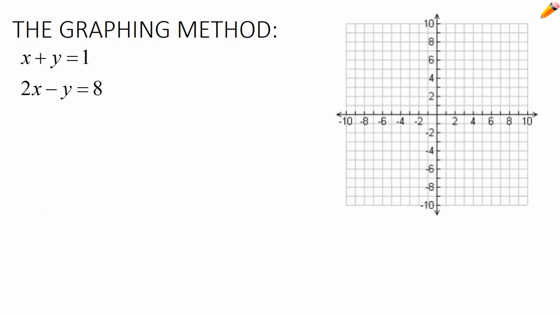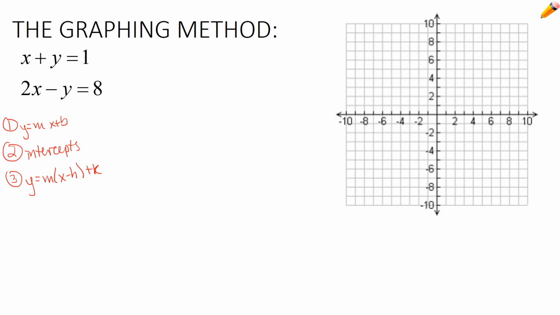Okay, let's try one example with the graphing method. Remember from the last unit, we talked about three different ways to graph. So we can graph using y is equal to mx plus b. We can graph using intercepts. And we can graph using the translated form, which is y is equal to m times x minus h, all plus k. So if we look at our example, we have x plus y is equal to 1 and 2x minus y is equal to 8.